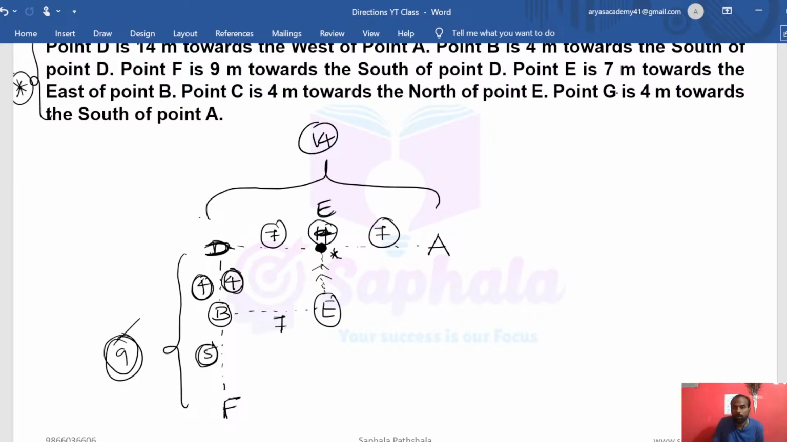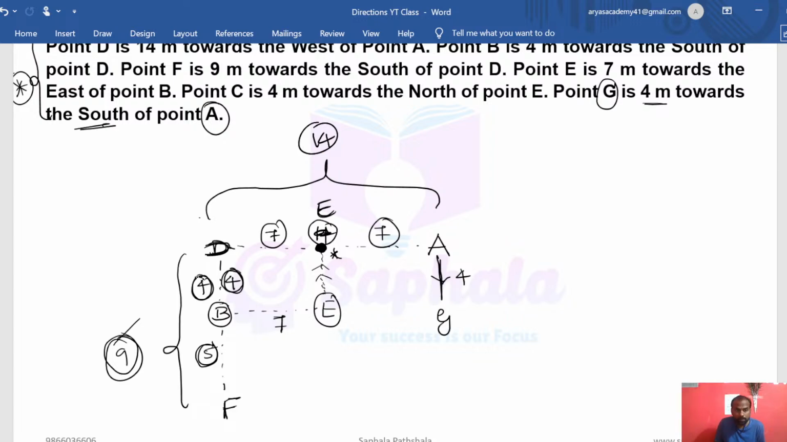Then point G is again 4 meters, but towards which direction? South. From which point? A. So from A, if I move southwards, and that too for how many meters? 4 meters, I will reach another point which is G.